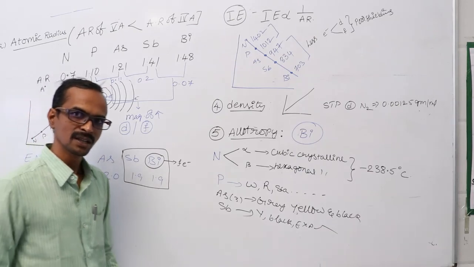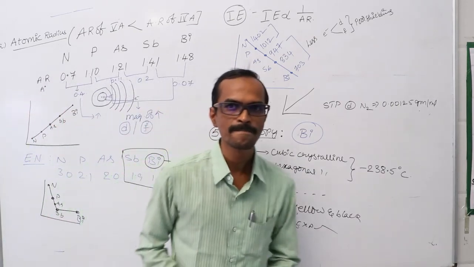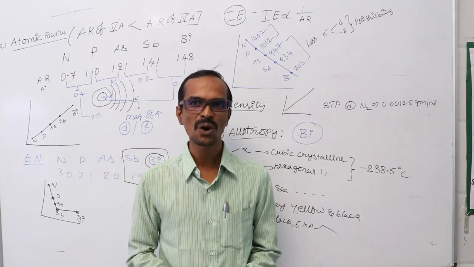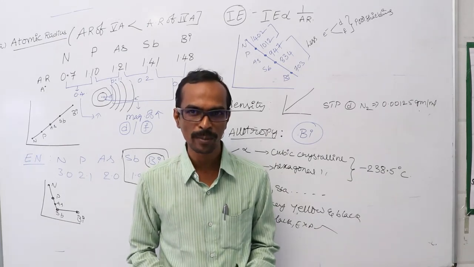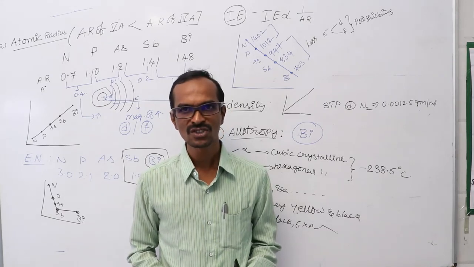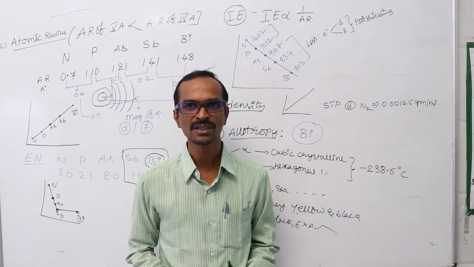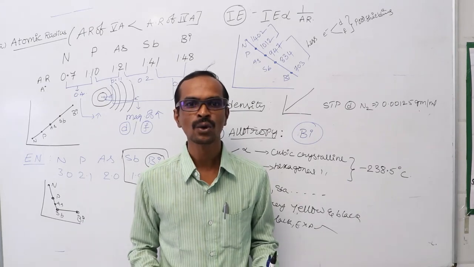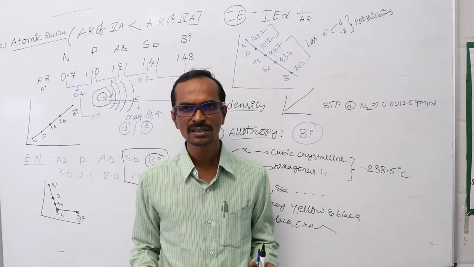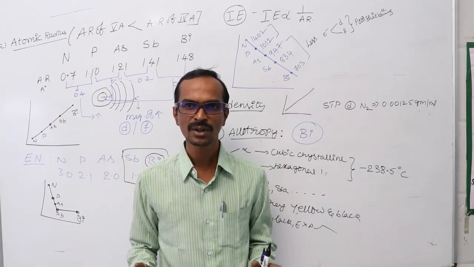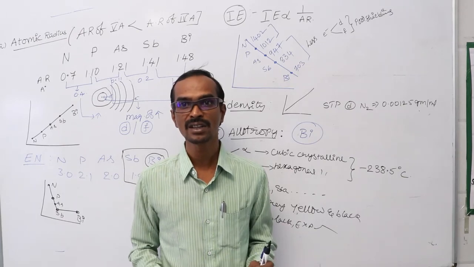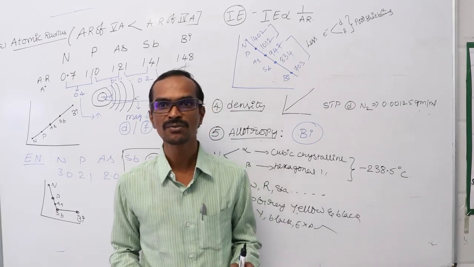Shall I ask you a question? Which element of the 5th A group does not have any allotropic form? Did you get the answer? That is bismuth. Bismuth does not have any allotropic form, right?